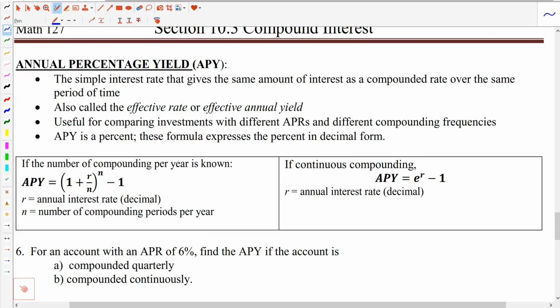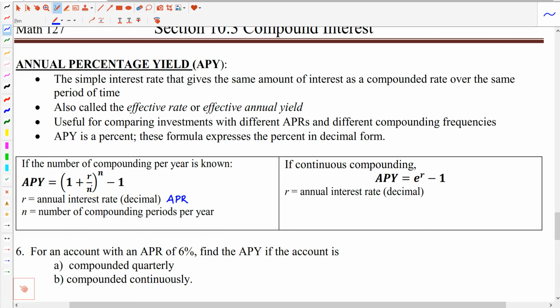Now, if the number of compoundings per year is known, so for instance, if it's annual compounding, or quarterly compounding, or monthly compounding, we're going to use this formula for the APY. The APY equals (1 + r/n)^n − 1. Notice the APY is actually going to be a percent, but in this formula, it's the percent expressed in decimal form. Little r is the APR of the account. Notice the difference in the abbreviations here. And n is the number of compounding periods per year.